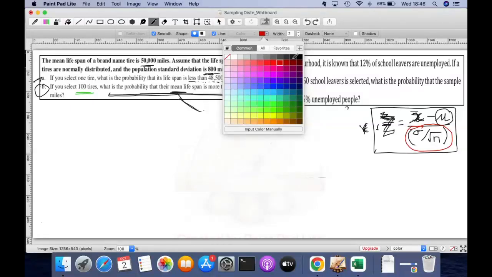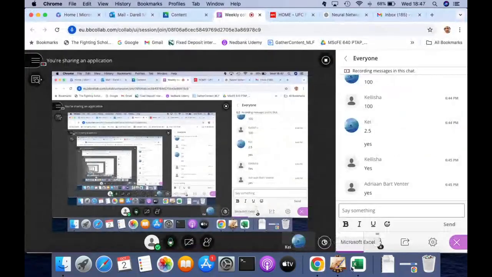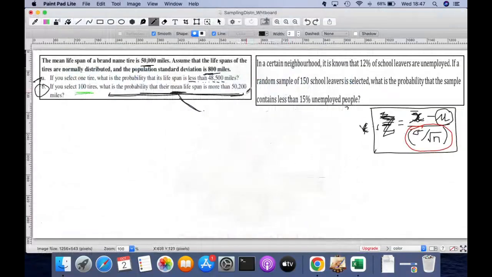This is the last question I'll cover for this evening. Now, the second question says, in a certain neighborhood, it is known that 12% of school leavers are unemployed. If a random sample of 150 school leavers is selected, what is the probability that the sample contains less than 15% unemployed people? Now, this is in a very similar way to the example I did before.